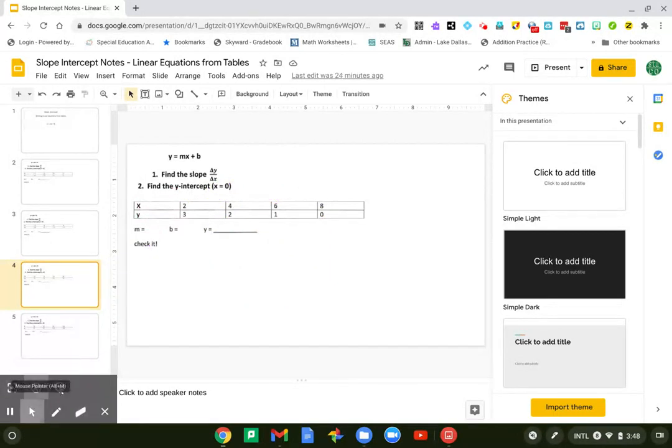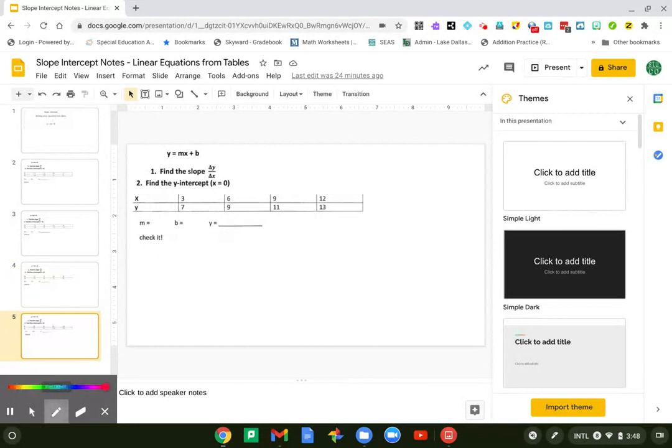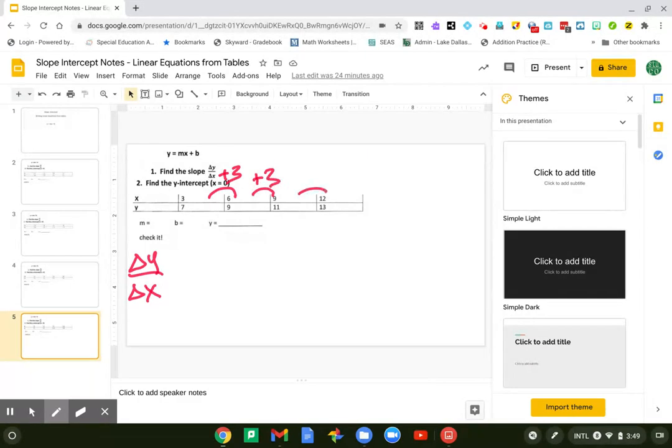All right, last one. You've got your slope of change in y over the change in x. We are just going from 3 to 6, so we're adding 3 each time. Down here, we're adding 2. So my change in y was 2, and my change in x is 3. I can't simplify that, so this is my m.